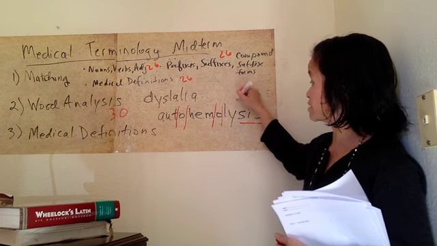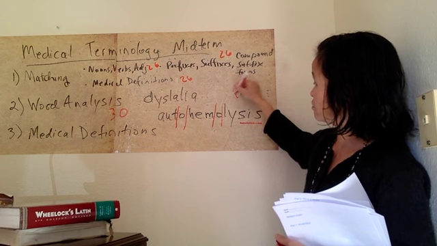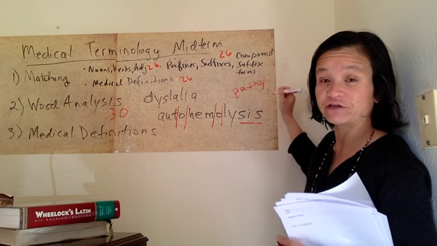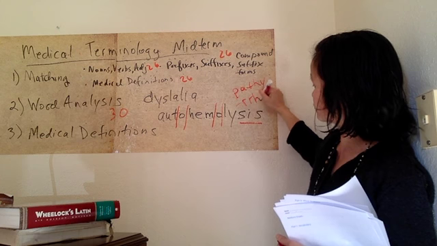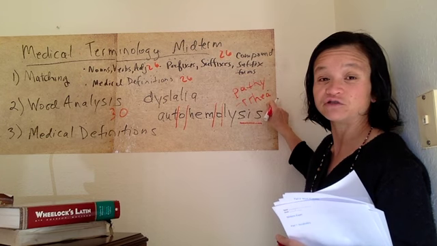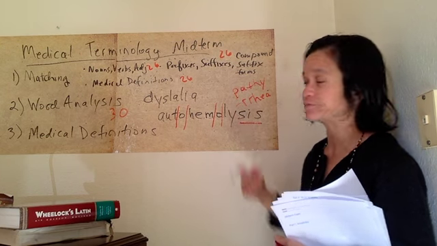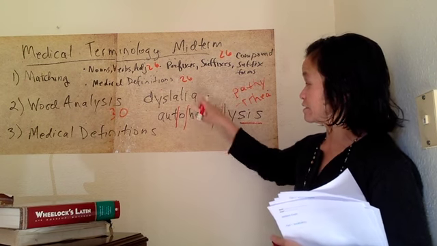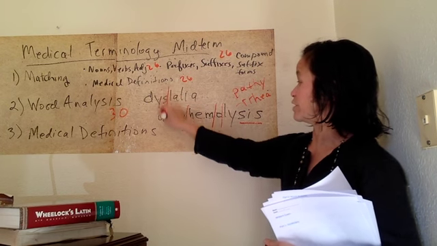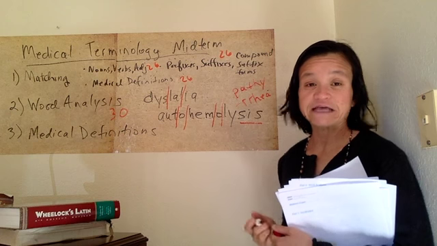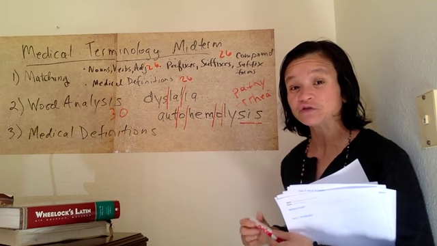Other examples of compound suffix forms are the suffix pathy, for instance, meaning disease, or rhea, meaning to flow, or an excessive flowing. Dyslalia, as an example, you would break it down like that. Okay, so section 2 is word analysis.